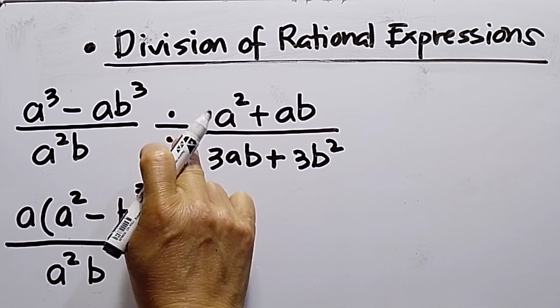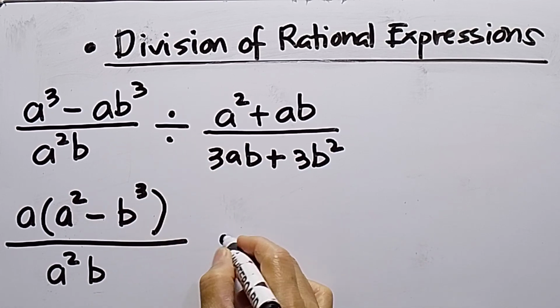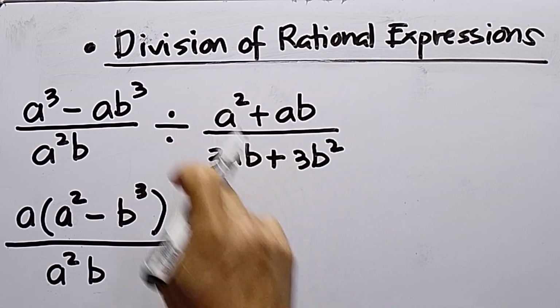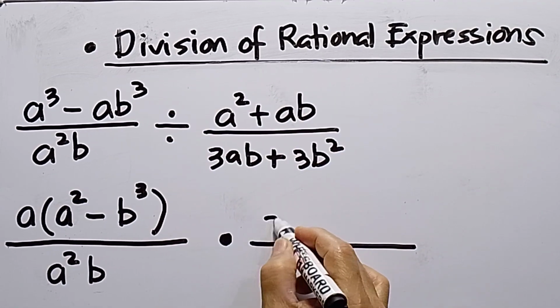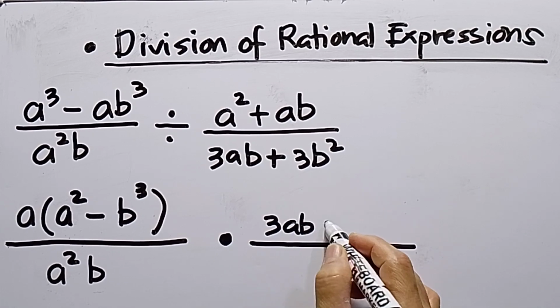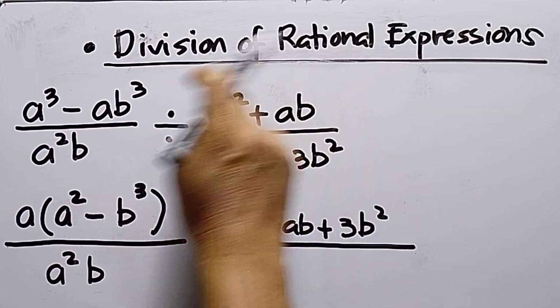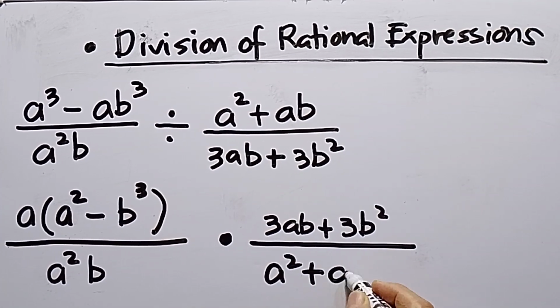Then I need to change this division to multiplication and then turn this fraction upside down. So this will become 3ab plus 3b squared for my numerator, and then my denominator will be the former numerator, so this will be a squared plus ab.